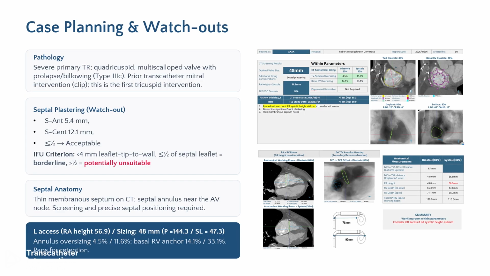This is just quick case planning. The main watch-out here was that there was some plastering of the septal leaflet, so we had to be biased septally. But other than that, it was a relatively straightforward case. It was a left femoral access case because the RA height was less than 60. It was about 57. And again, the annulus had approximately 5% oversizing. Next.